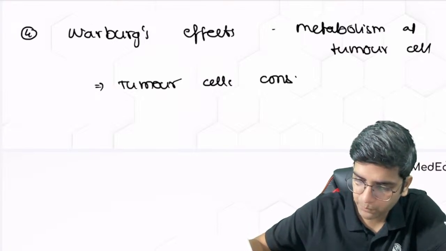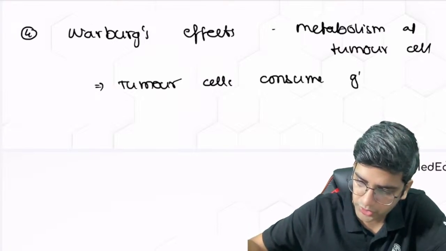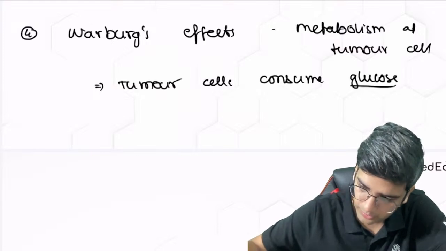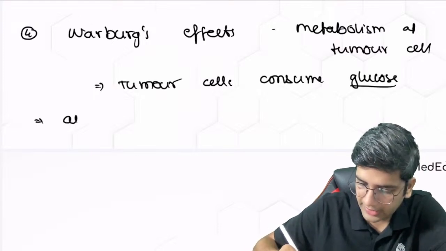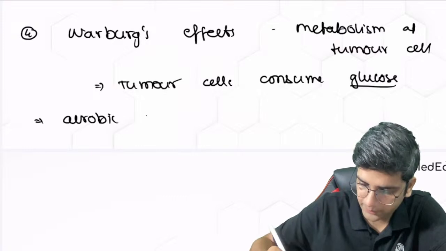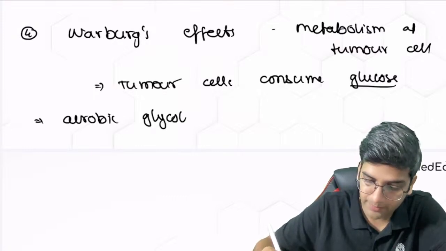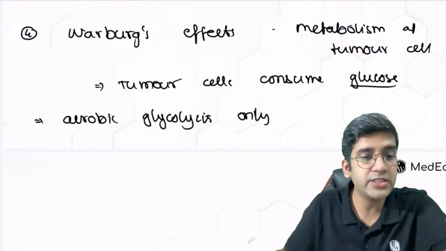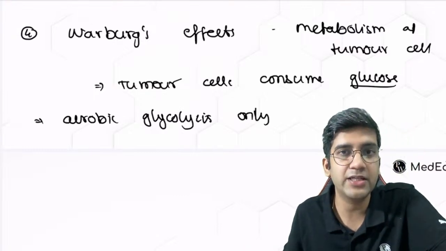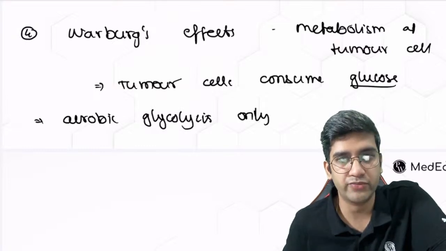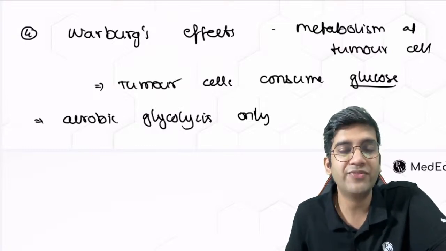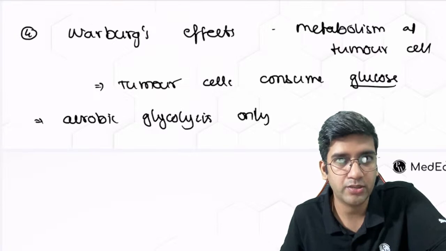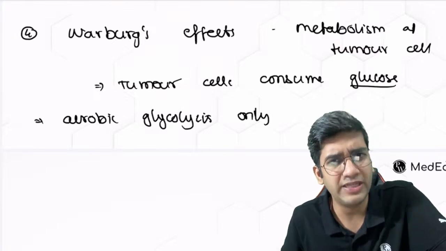consume glucose only via aerobic glycolysis only. That's important. They consume glucose via aerobic glycolysis only, which means they don't go into the citric acid cycle, they don't go into the electron transport chain. Fine. So if they don't go into the electron transport chain, the number of ATP produced will be less.